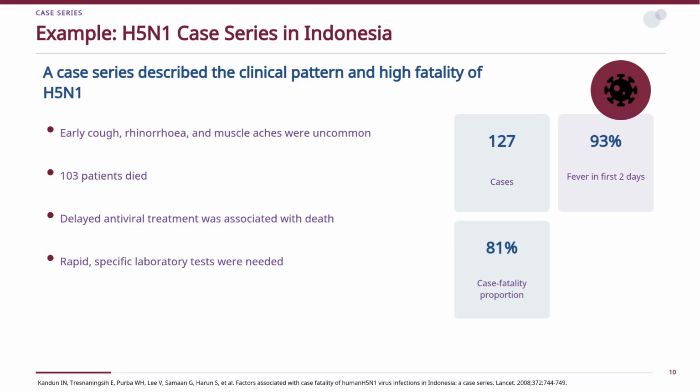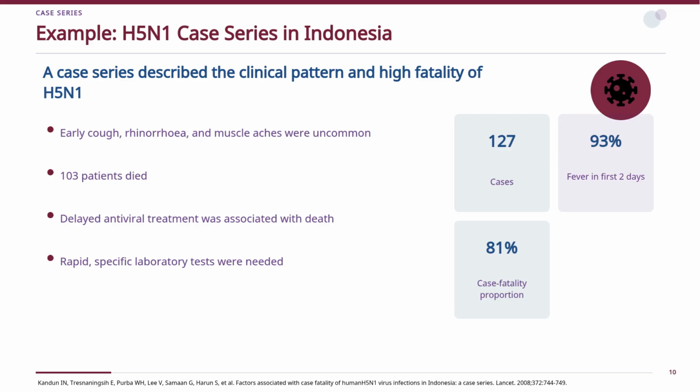Researchers described 127 patients who met the WHO case definition. 93% developed fever within the first 2 days. However, common flu symptoms such as cough, runny nose, and muscle pain were less frequent. As the illness progressed, many patients developed serious respiratory problems. The disease was very severe. 103 of 127 patients died, giving a case fatality proportion of 81%. Delayed antiviral treatment was associated with a higher risk of death.